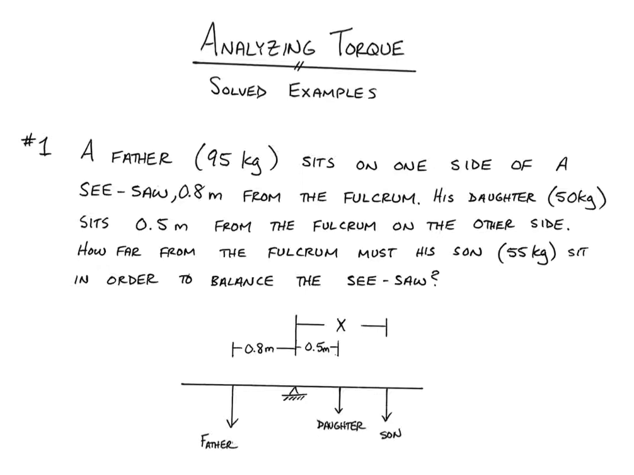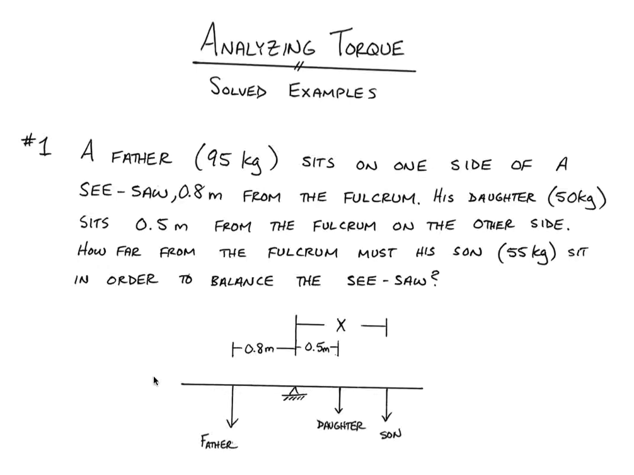The number one thing I always recommend, always draw yourself a diagram. If you draw yourself a diagram and label it with as much information as possible, it's going to simplify every future step. So that's what I've done down here. I've drawn my seesaw with the fulcrum, and I've labeled everything that's going on. I have the father, who's sitting 0.8 meters from that fulcrum. I have the daughter, who's sitting at 0.5 meters from the fulcrum. And then I have the son, who's sitting some unknown distance. The daughter and son are on one side, the father is on the other.